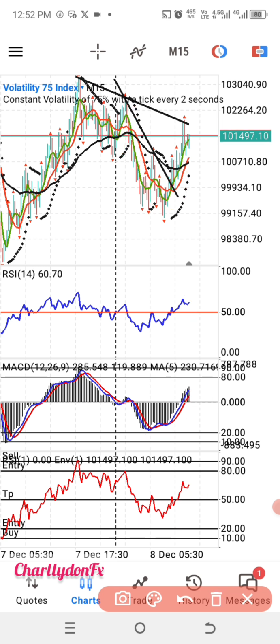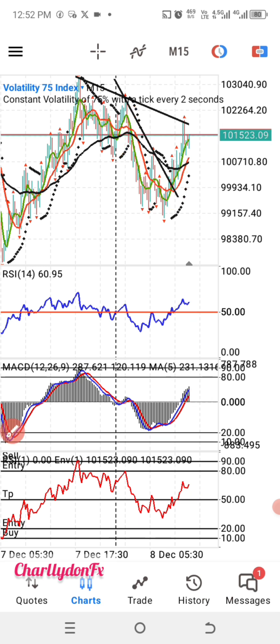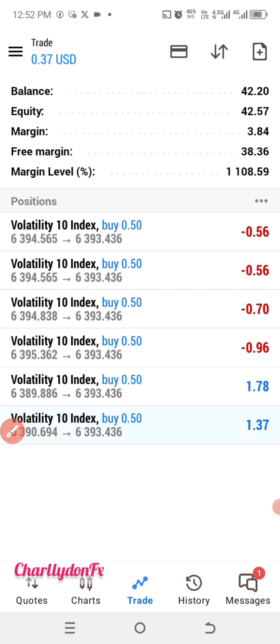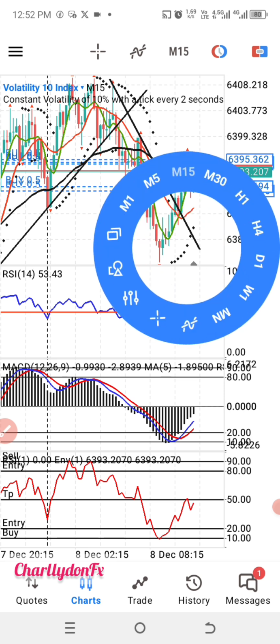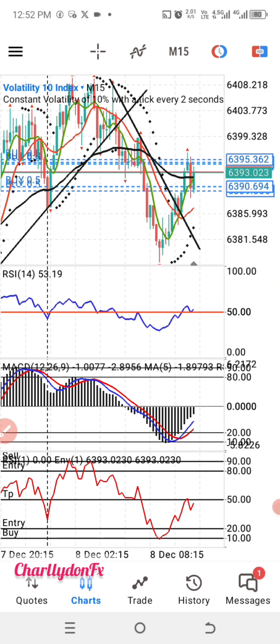So now take a look, guys, again at what I did. Take a look at this trade, guys. I placed this trade. Why did I place this trade, guys? Now take a look.